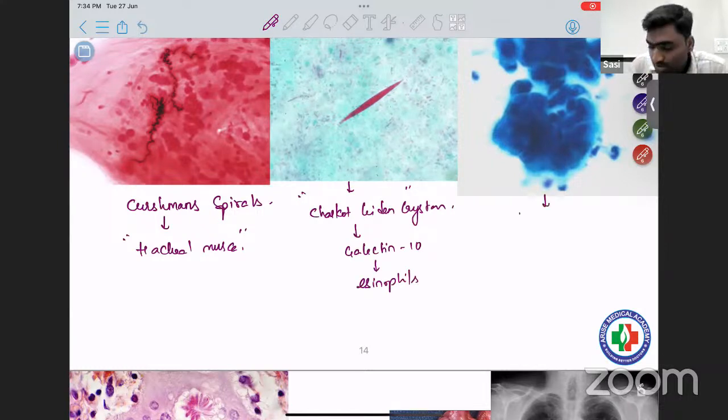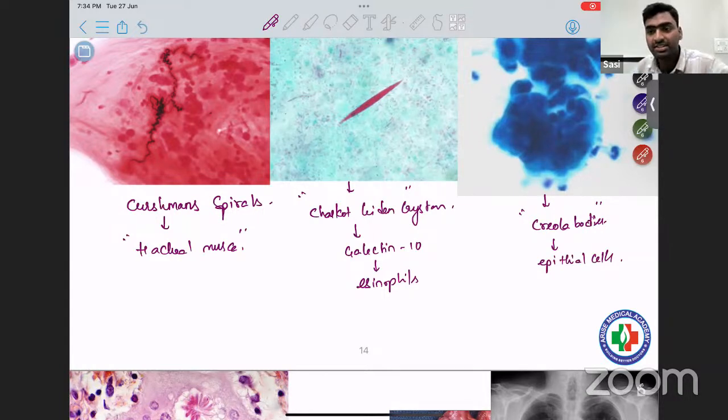And you will be able to see this body. They are known as Creola bodies. And this is the epithelial cells. Epithelial cells. And all of these three findings are typical for asthma. They will be seen in a case of asthma.